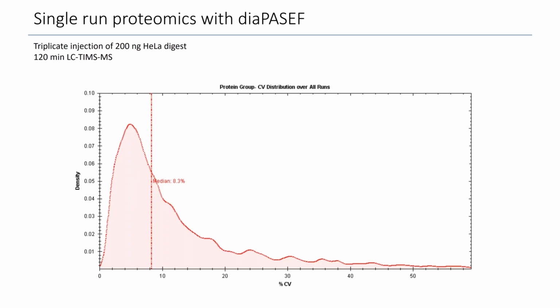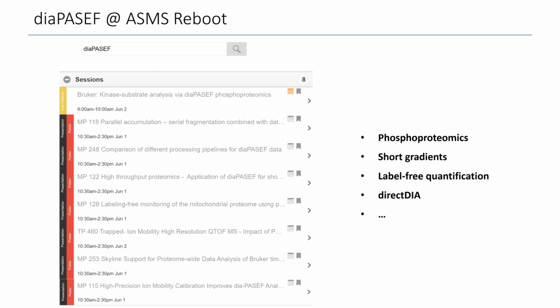And it's also nice to see that we're not just deep, but we're also quantitatively accurate with a median CV below 10% and more than 6,000 protein groups quantified with a CV below 20%. And even more striking, it's not only working in our hands, but if you browse through the ASMS Reboot schedule and just type DIA-PASEF, you're going to find a lot of examples of applications already of DIA-PASEF.